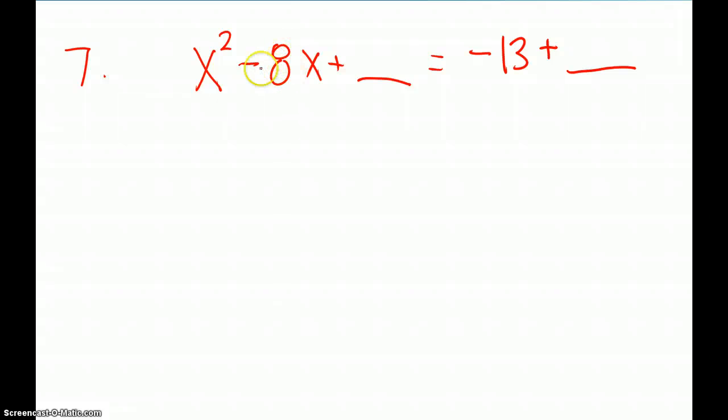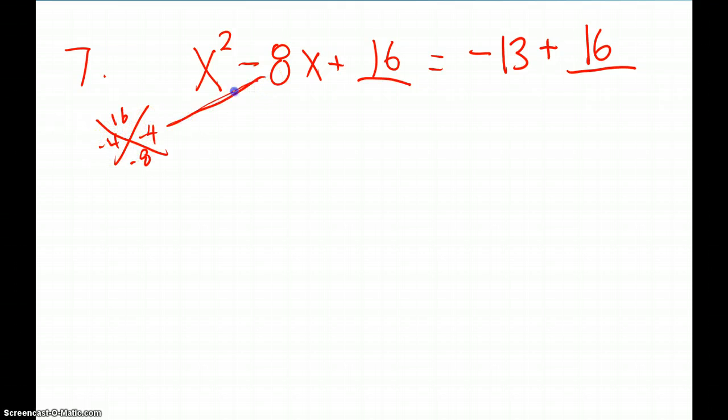So chop this in half, I get negative 4. Square it, I get 16. Whatever I add to one side, I have to add to the other side. So what multiplies to 16 and adds to negative 8, minus 4, minus 4. Same thing I just got when I chopped in half. x minus 4 squared equals negative 13 plus 16 is just a plain old 3.